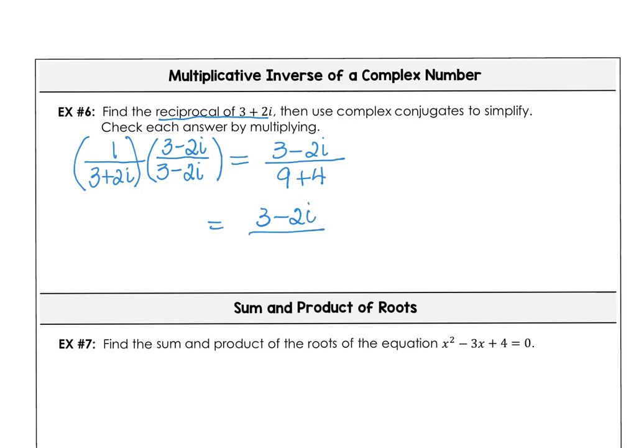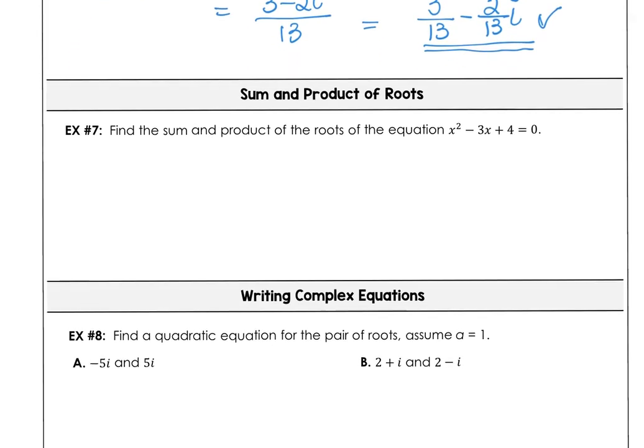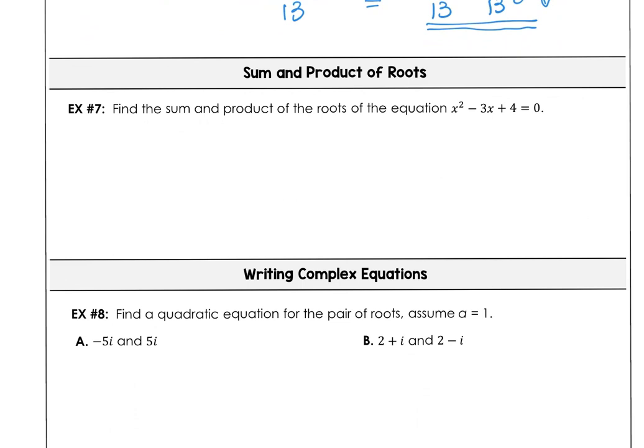And then separating that in proper format, we have 3 over 13 minus 2 over 13 i to give us standard form for a complex number. This is the reciprocal of 3 plus 2i. Example 7 is going to go back and use that property to find the sum and the product of the roots of the equation.